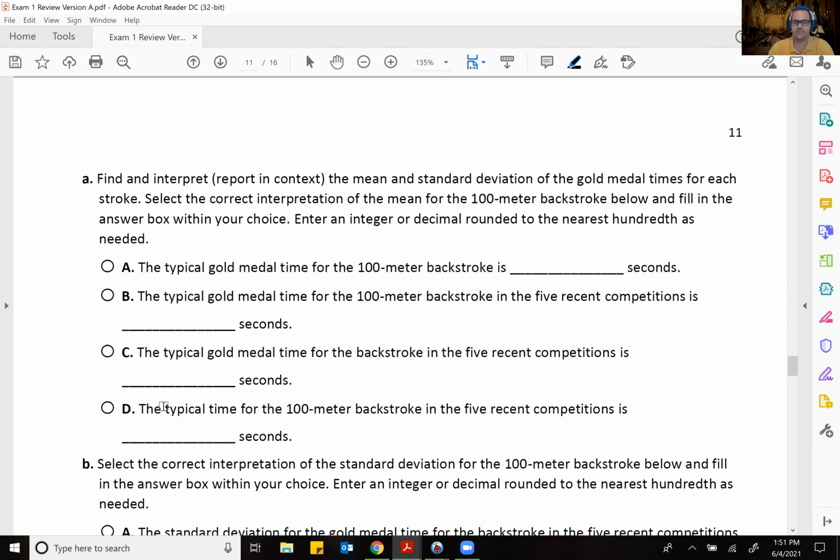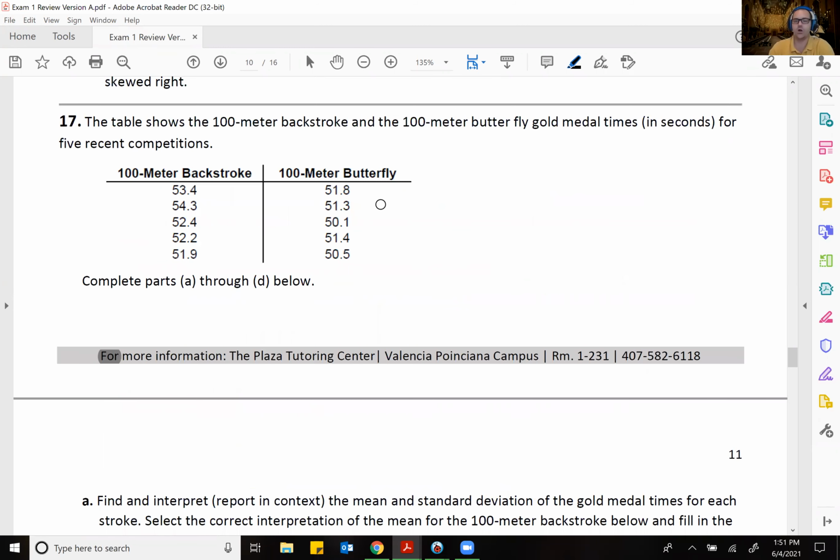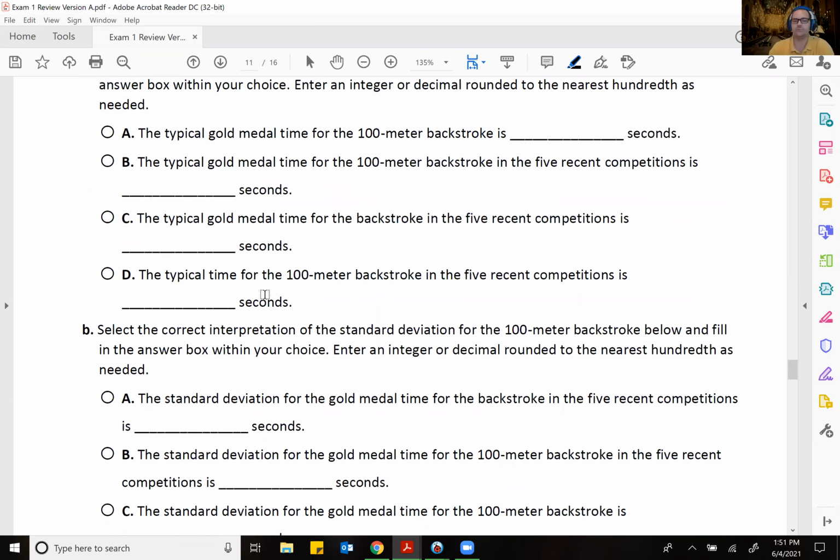The last one says this is the typical time for the 100-meter backstroke. These are not typical times. These are gold medal times, which is why you throw the last one out. B is the one that describes exactly the mean we're looking at. It is the gold medal time of the 100-meter backstroke in the last 5 competitions. Does that make sense?